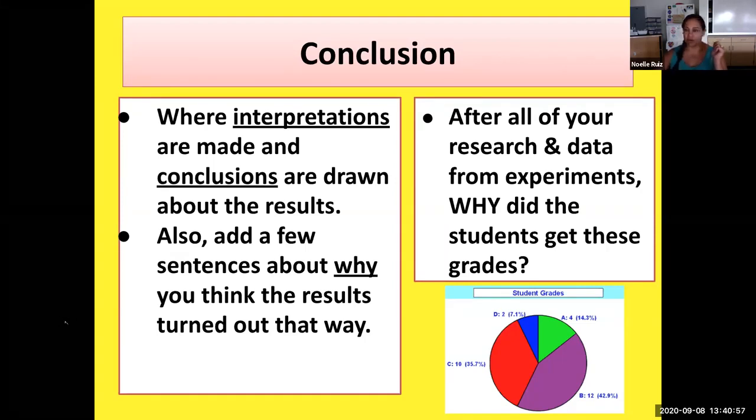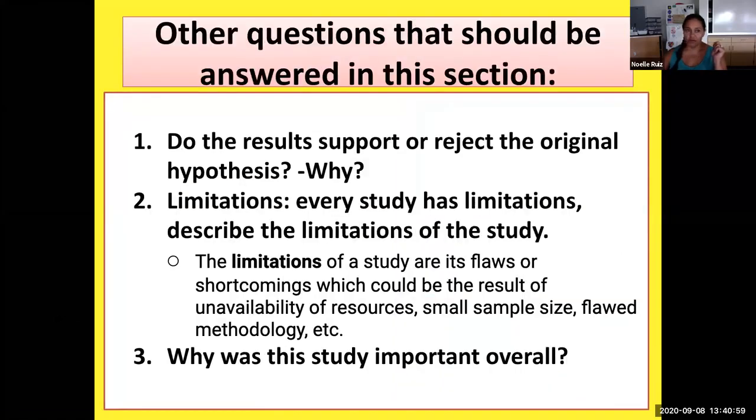And then here's 3 more. 3 more pieces of information that should be in a conclusion section. So do the results support or reject the original hypothesis, and why? Limitations, every study has limitations. Limitations are its flaws. No study is perfect. No experiment is perfect. Maybe the sample size was too small.